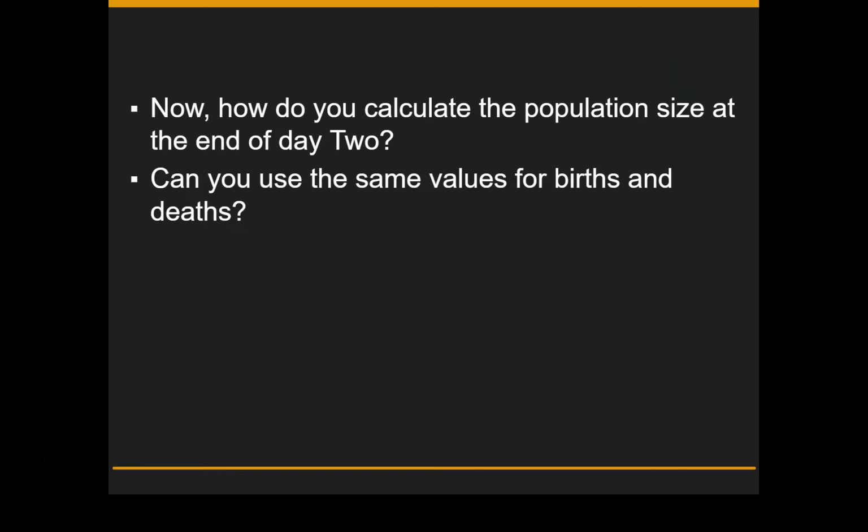You can't just keep on assuming that 40 are going to be born and 10 are going to die, because there are more organisms around. It's kind of like if you have a population of 10 people, the growth rate of that population is going to look significantly different than if you had a population of 10,000 people or 1 million people, right?